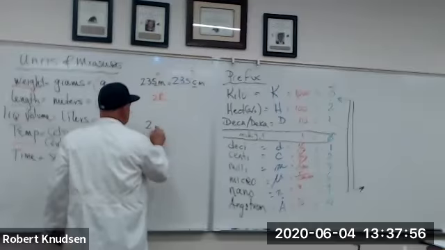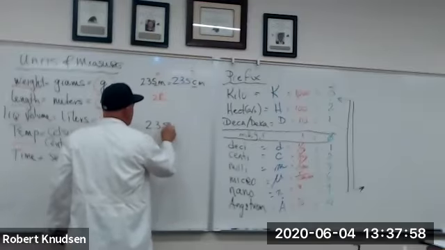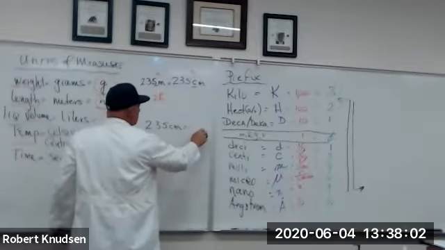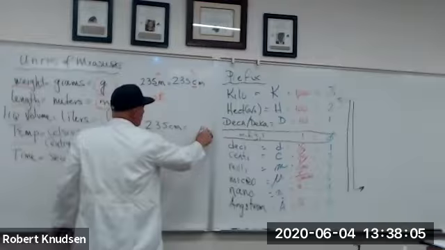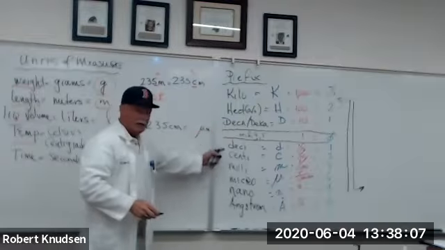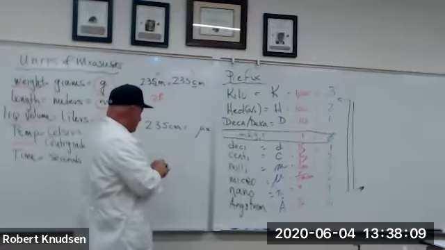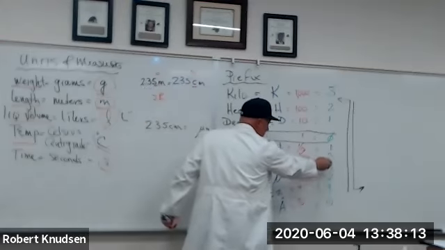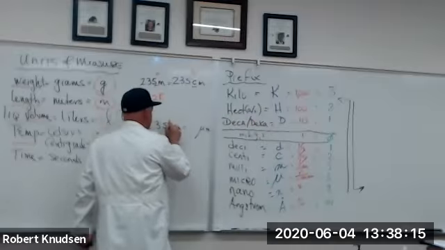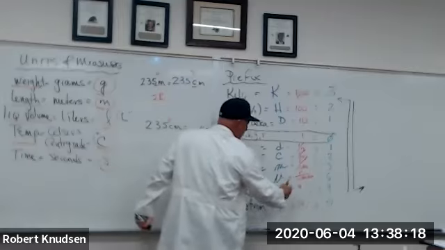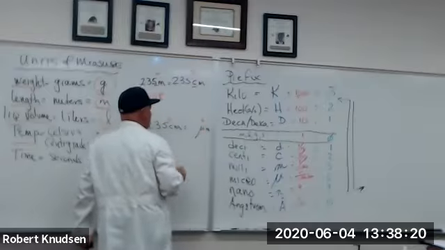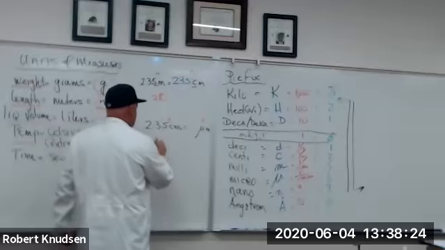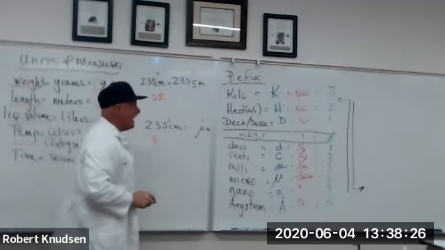I'm going to do 2.35 centimeters, and I want you to convert it into micrometers. Go to your list. What goes above centi? 2. What goes above micro? 6. What's the difference between 2 and 6? It's 4. Did you go up or down to get there?